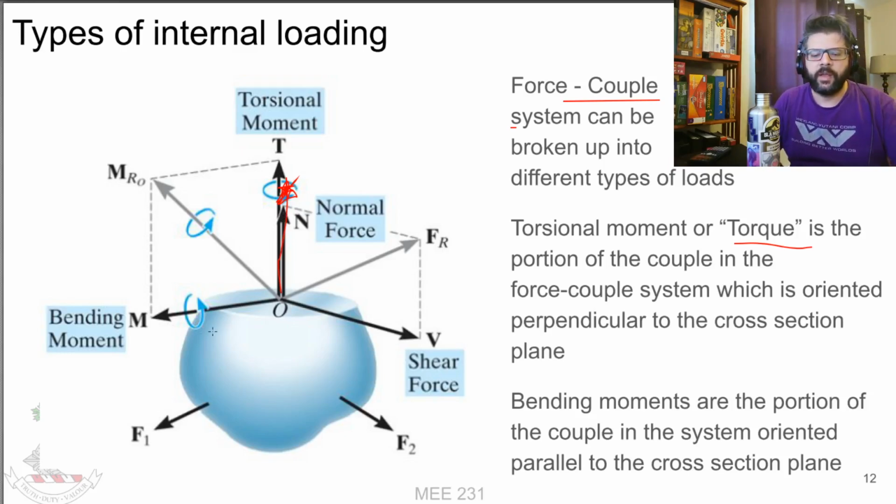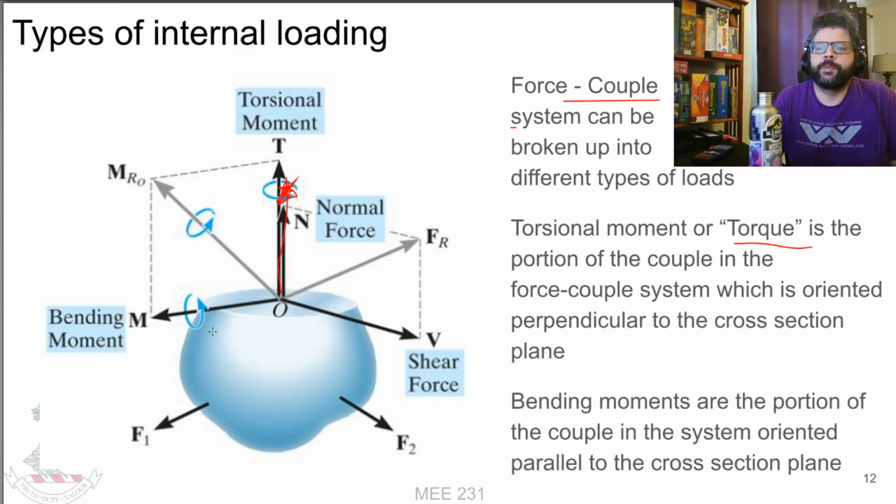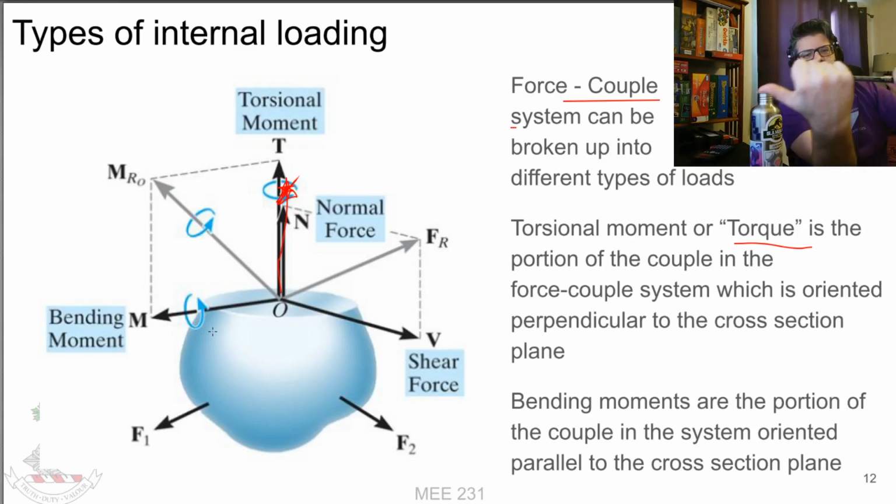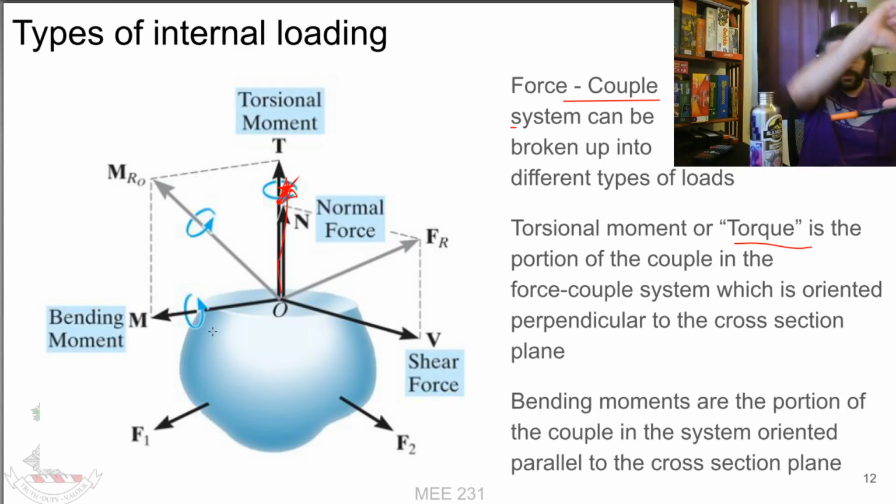You're twisting. And then the bending moment is the portion of the couple oriented parallel to the cross-section plane. So we're not twisting for those. We're trying to bend it. We're causing a moment that does this. We're causing flexion, causing this thing to bend. It's not a moment about this axis, it's a moment about this axis. So we're bending this way or that way, or possibly this way or that way.